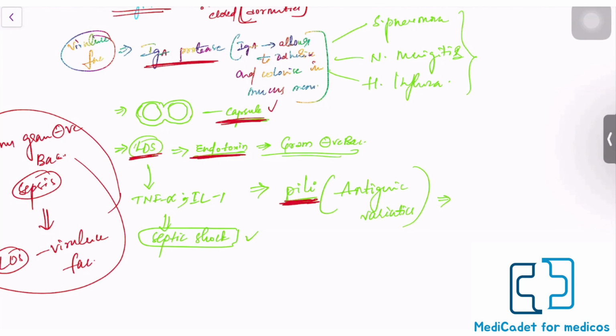And what does this pili help with? It will help with attachment, and also inhibit phagocytic uptake. So this is one of the major virulence factors of Neisseria meningitidis that you're not going to see in any other species.